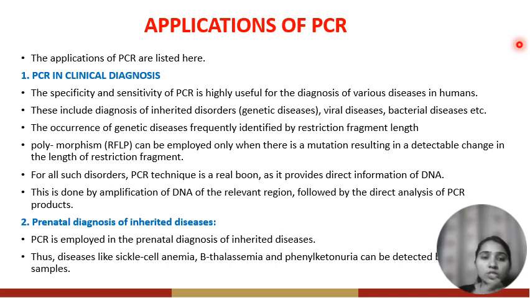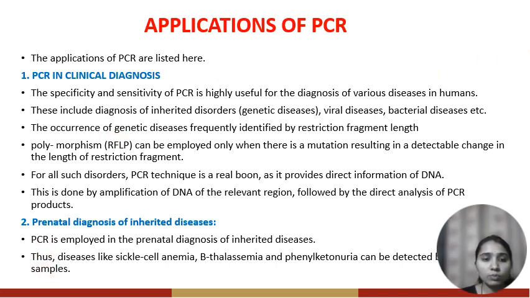So for all such disorders, the PCR technique is a real boon, and it provides direct information of the target DNA. This is done by the amplification of the DNA of the relevant region, followed by direct analysis of the PCR product. Second is the prenatal diagnosis of inherited disease. PCR is employed in the prenatal diagnosis of inherited diseases like sickle cell anemia, beta thalassemia, and phenylketonuria, which can be detected by using the PCR.